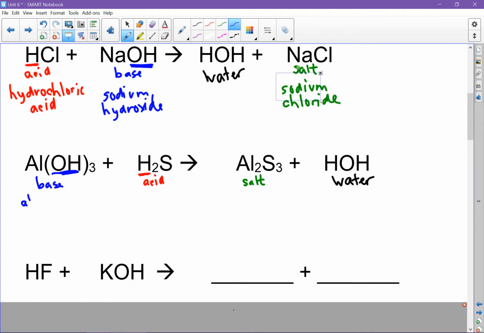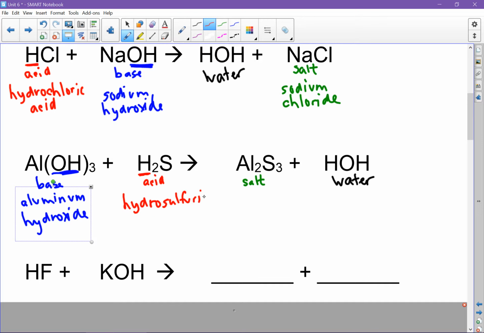The base is called aluminum hydroxide. Again, ionic naming, no prefixes or anything needed. For acids, whenever it's an acid with a single element, you have to use the prefix of hydro, and this is hydrosulfuric acid. The water name I'll leave alone. We'll name this other salt over here. It is aluminum, which does not need a Roman numeral, and it is sulfide.